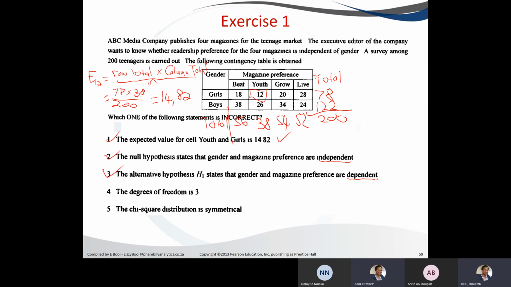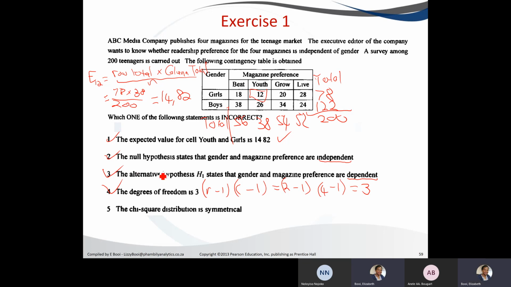The degrees of freedom, remember it is rows minus 1 times columns minus 1. Number of rows, there are 2, so that will be 2 minus 1 times number of columns. There are 1, 2, 3, 4 columns, so it will be 4 minus 1. 4 minus 1 will be 3, multiplied by 1, it's 3, so that is correct.